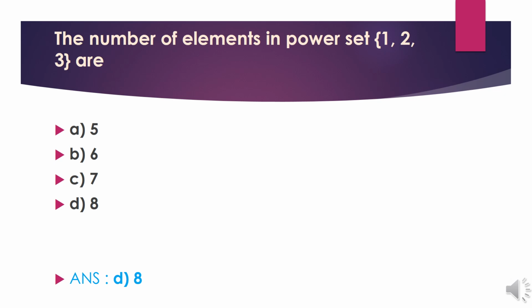A number of elements in power set 1, 2, 3 are A, 5, B, 6, C, 7, D, 8. Answer D, 8.